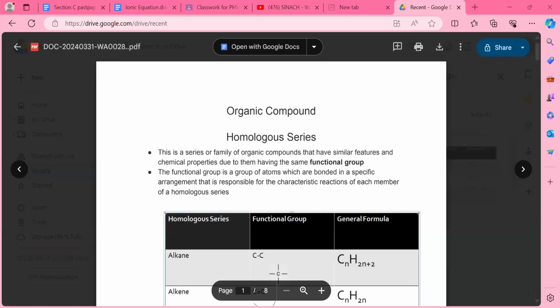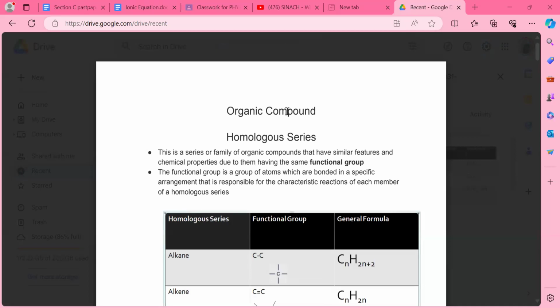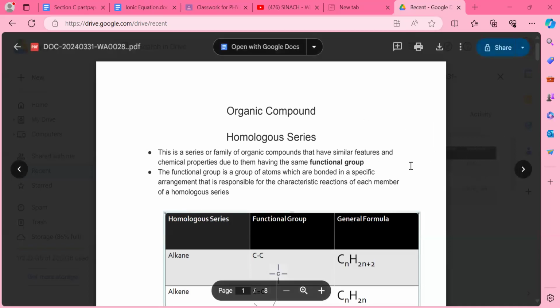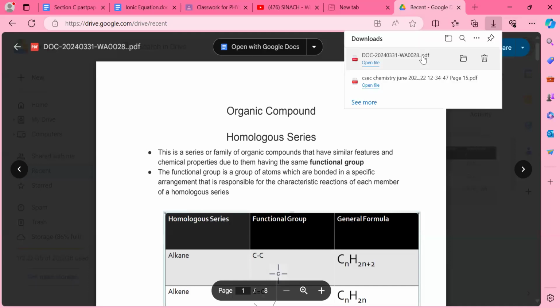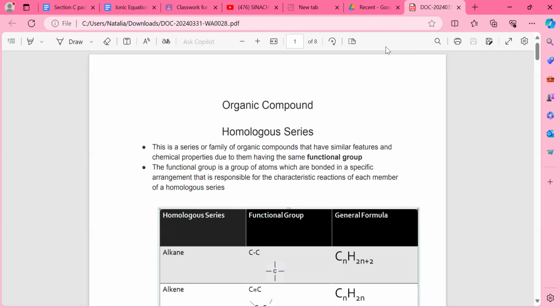So we're going to be looking at hydrocarbons. We want to define hydrocarbon. What is a hydrocarbon? A hydrocarbon is a compound that only includes hydrogen and carbon. Very good.